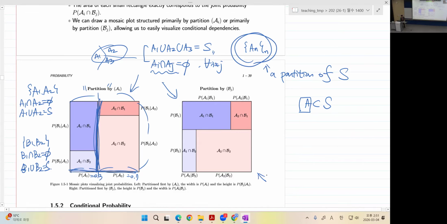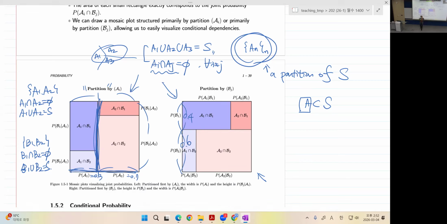And here in this mosaic plot, we are more interested in the partition B1, B2. So we divide this vertical side with lengths, for example, 0.4 and 0.6, and then we do the same thing. As you see here, what is the summation of all these 4 joint events? Should be 1, right? You may say, hey, it's obvious, but you will see that your conditional probability formula, your total probability formula, and your Bayes theorem formula are very well explained using this mosaic plot.